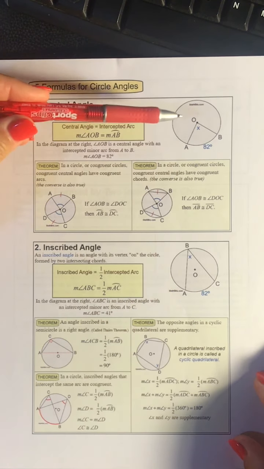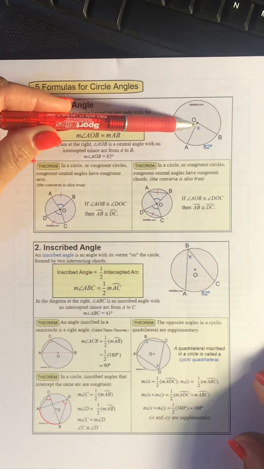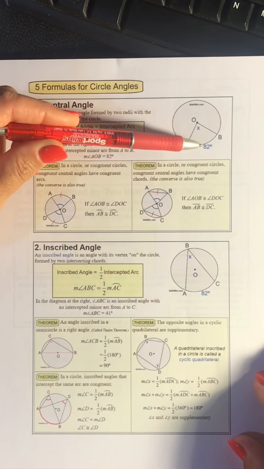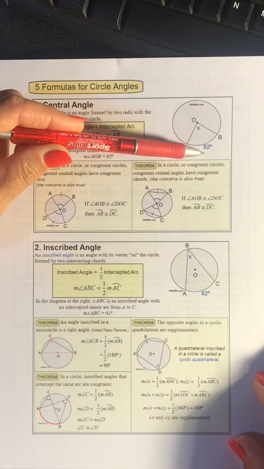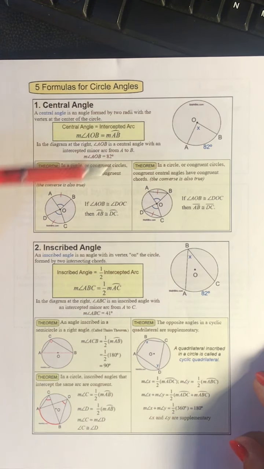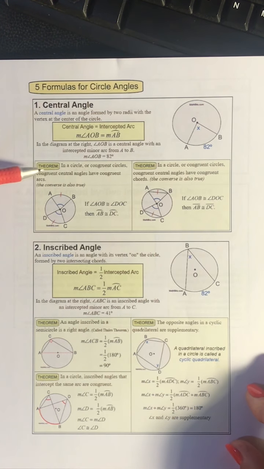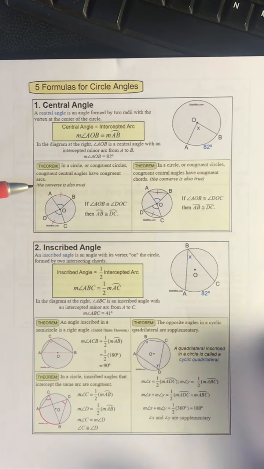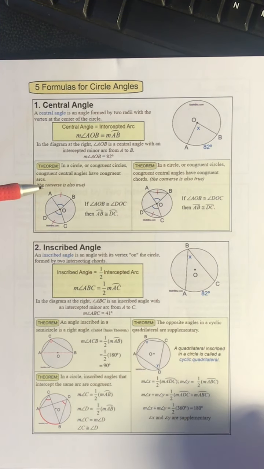Alright, so we started this way back when with the central angle, when we ended up with a circle with the central angle, and the angle and the arc were congruent. Okay, and then we ended up with some theorems. In a circle or congruent circles, congruent central angles have congruent arcs. So if these angles are congruent, then the arcs are congruent. That kind of makes sense.